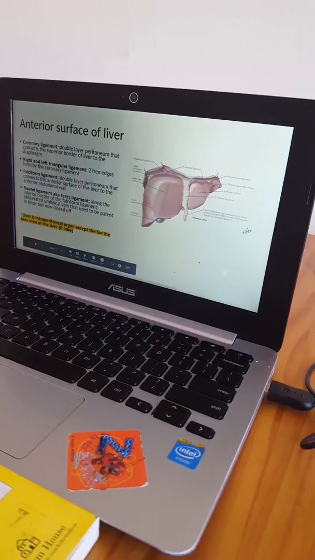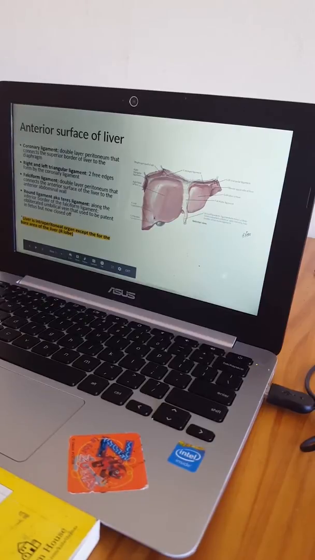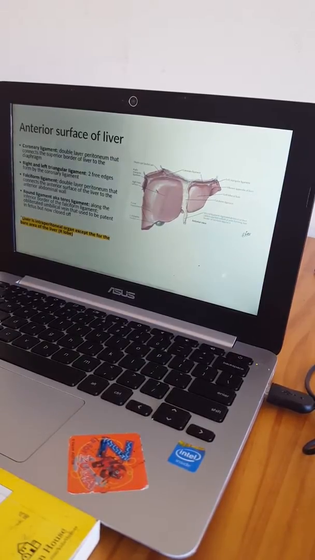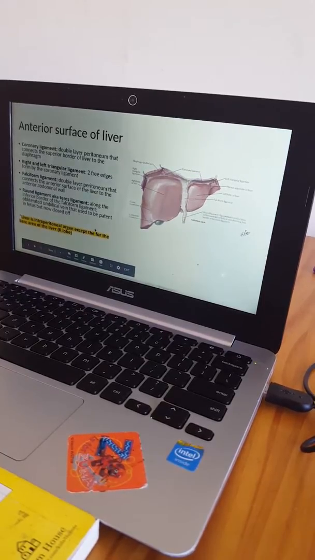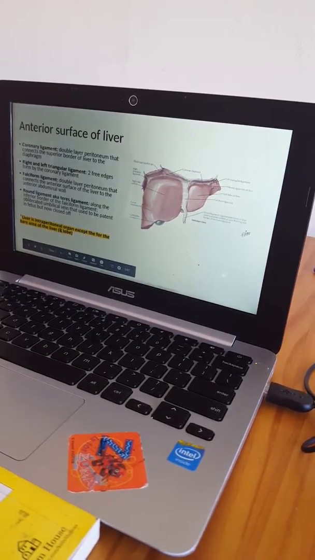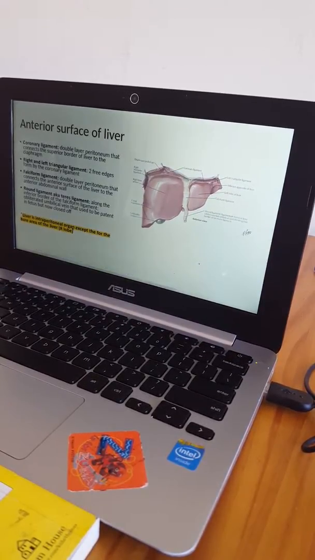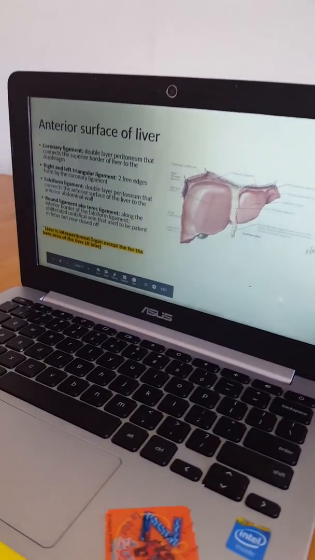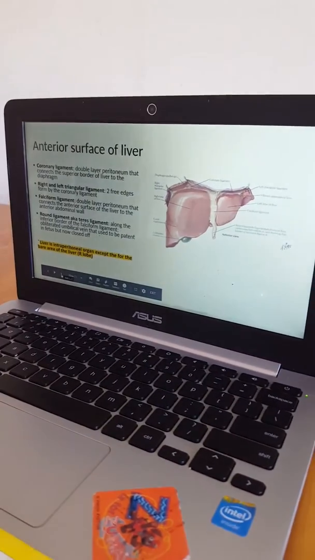Now the liver is an intraperitoneal organ, except for the bare area of the liver. So this is the right lobe of the liver, and you can see it's pretty much bare, right? No peritoneum is there. So if anybody asks whether the liver is intraperitoneal or retroperitoneal, what category we can put it into, it's an intraperitoneal organ, except at the bare area of the liver. So going to the next slide.